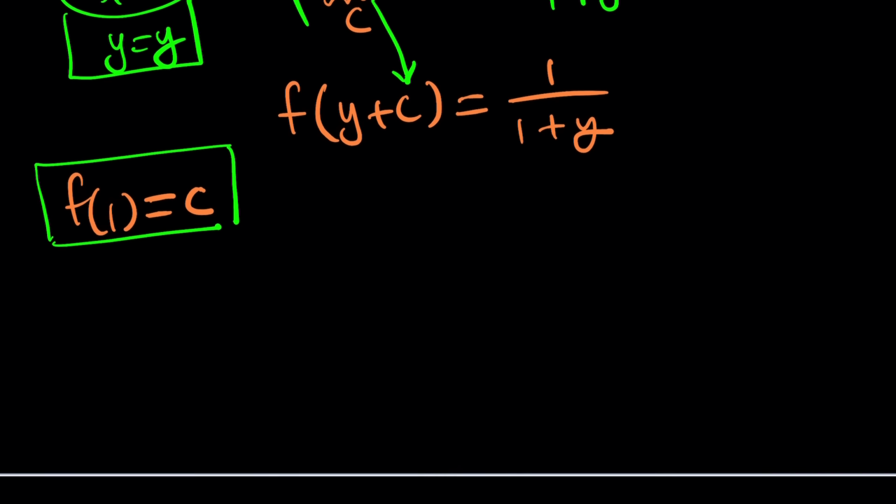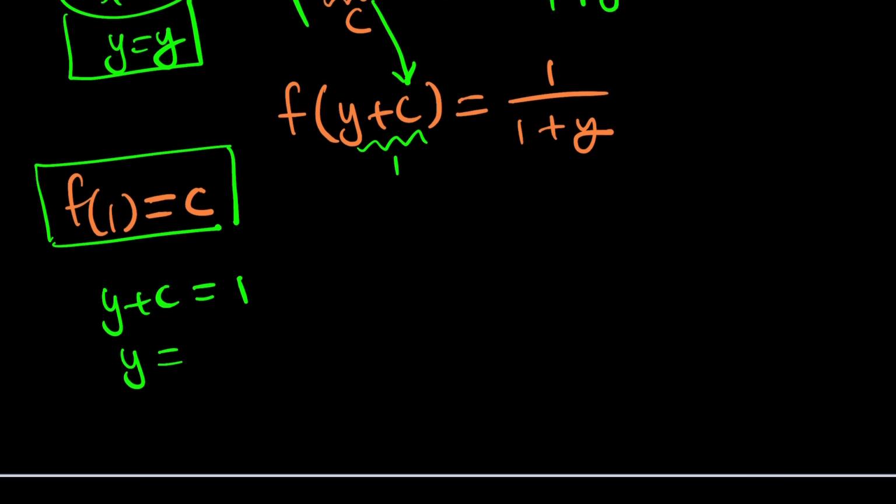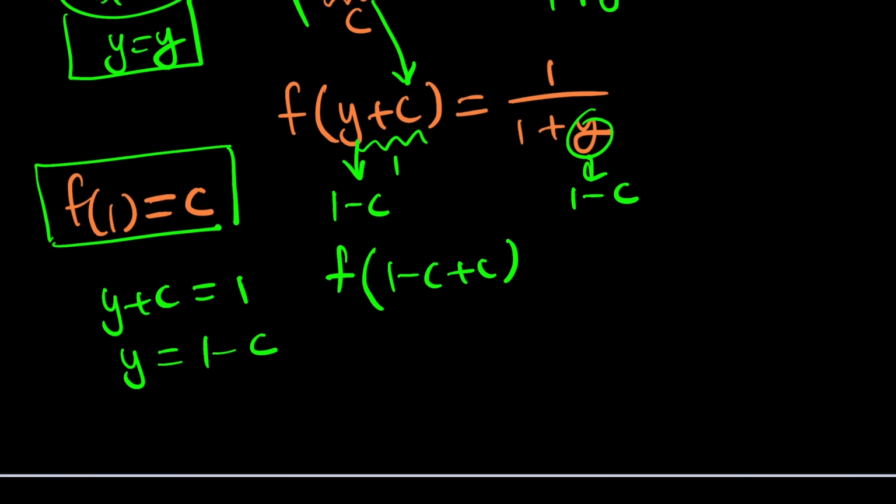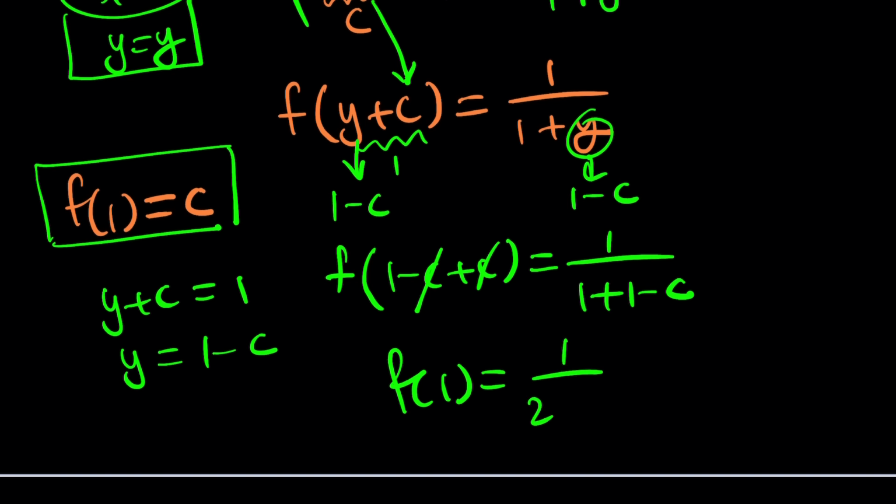Okay, great. Now, I want to set this equal to 1 because I want to get f of 1 one more time. So how do you set y plus c equal to 1? You need to replace y with 1 minus c. It's a little challenging, but it can be done, right? So replace y with 1 minus c everywhere. This will give you f of 1 minus c plus c equals 1 over 1 plus 1 minus c. The c's cancel out, we end up with f of 1, and this gives us 1 over 2 minus c.